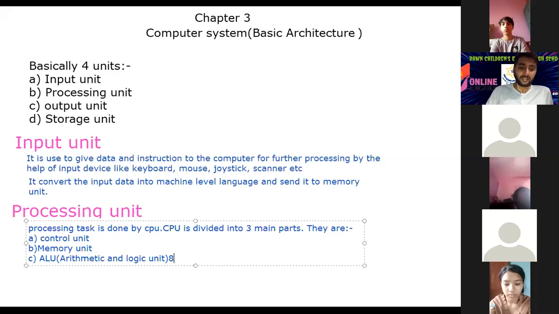It gets the data required by the instruction. It activates the right circuit for the instruction to be obeyed. This all task is performed by the control unit.